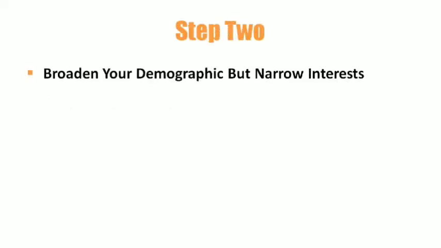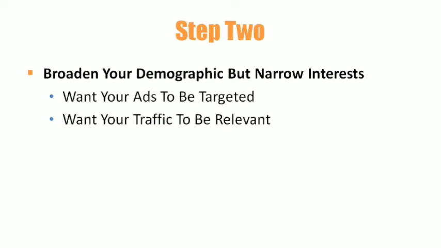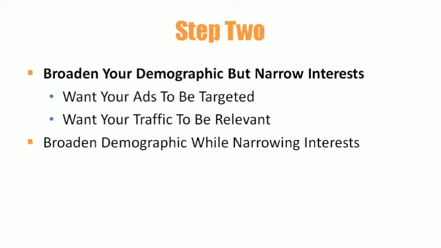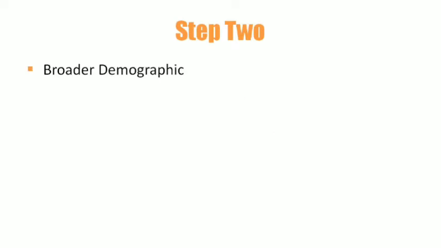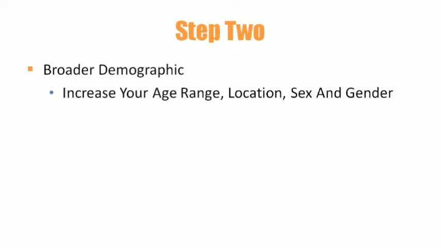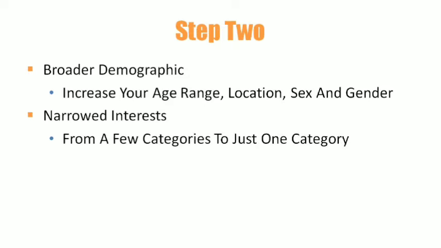Step 2. Broaden your demographic but narrow interests. This part is tricky. You want your ads to be targeted and you want your traffic to be relevant. However, broadening your demographic while narrowing your interests can result in penny clicks. A broader demographic would simply mean that you increase your age range, location, sex, and gender. Narrowed interest would mean taking your interests down from a few categories to just one category.